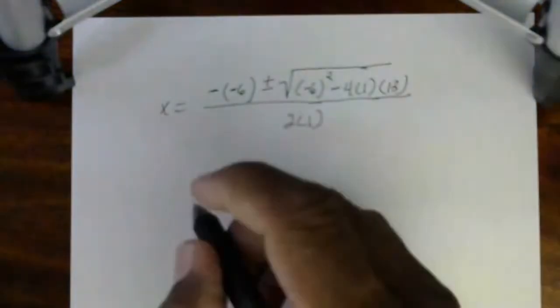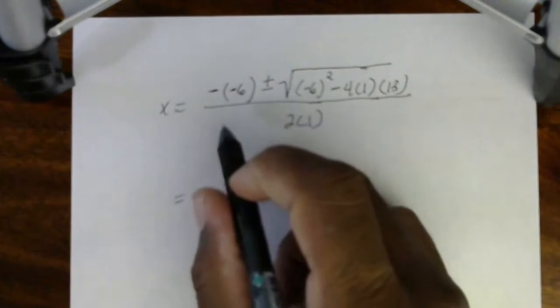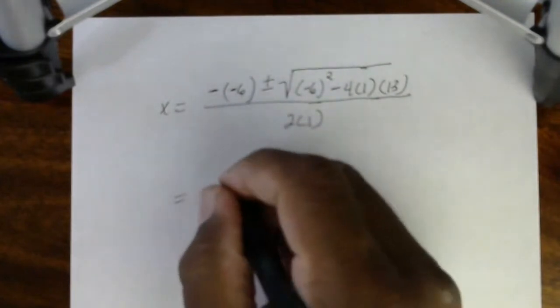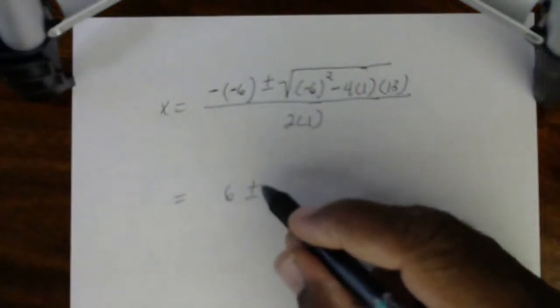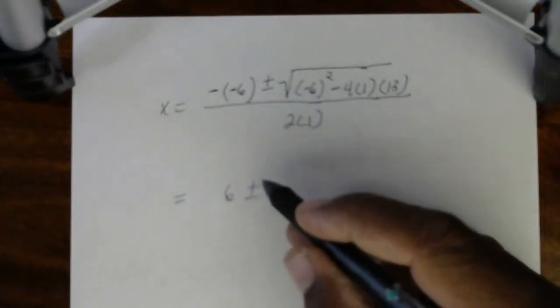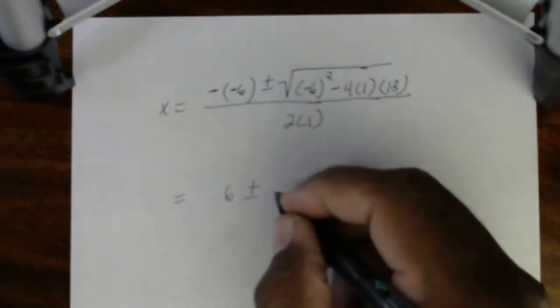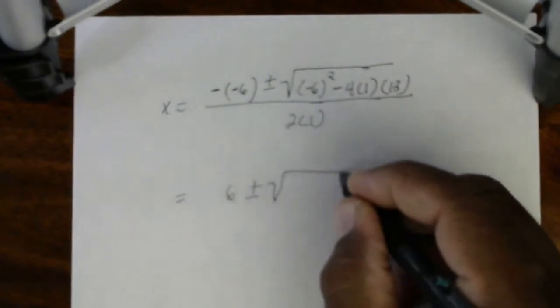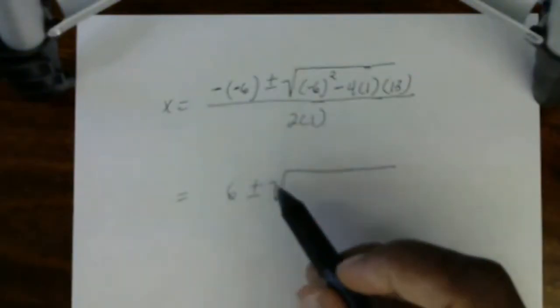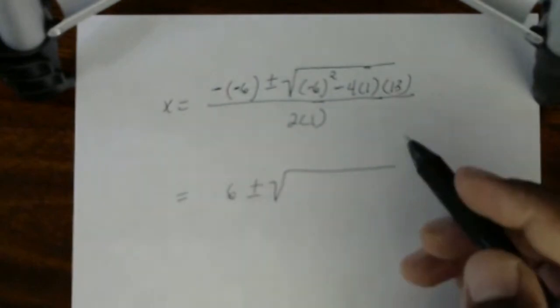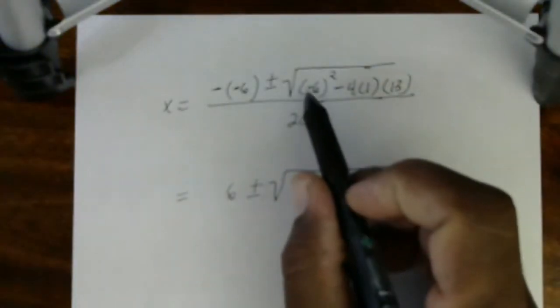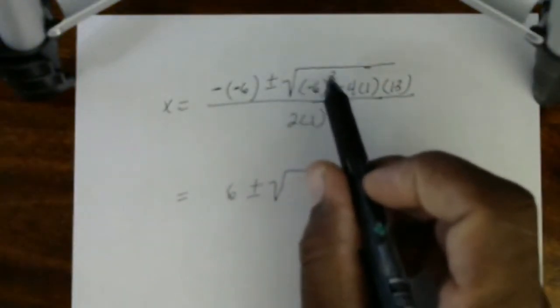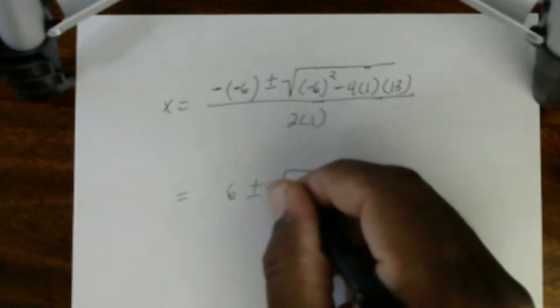All right, so now I'm going to simplify. Well, this is equal to a negative times a negative is a positive. I'm going to bring down my plus or minus, very important because that separates out our two answers. So within the square root, I'm using the order of operations, please excuse my dear Aunt Sally. First I'm going to evaluate my exponent. So -6 squared is 36.